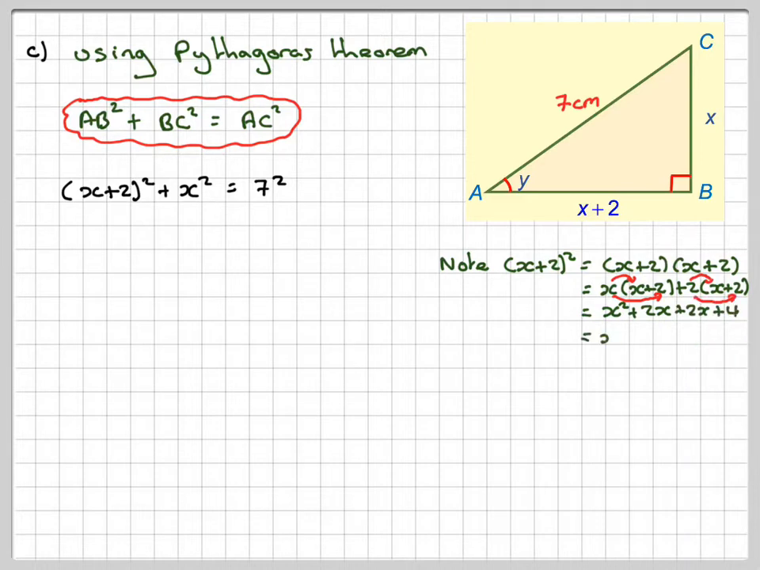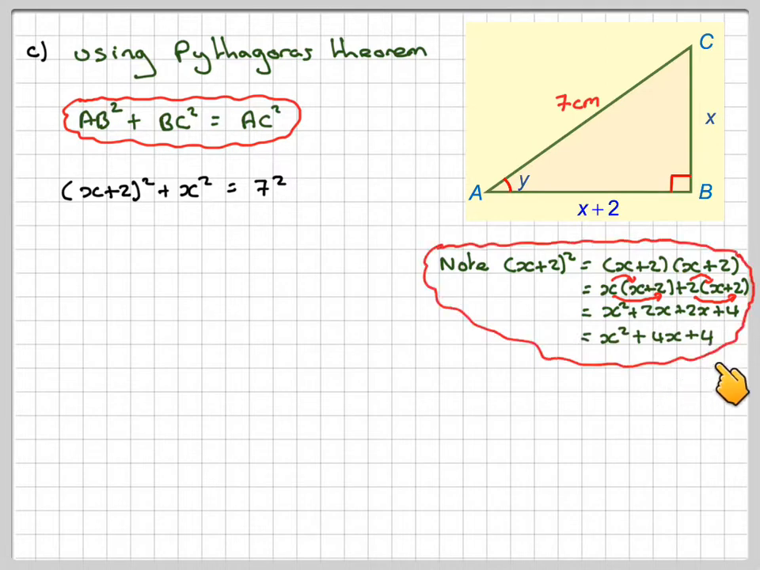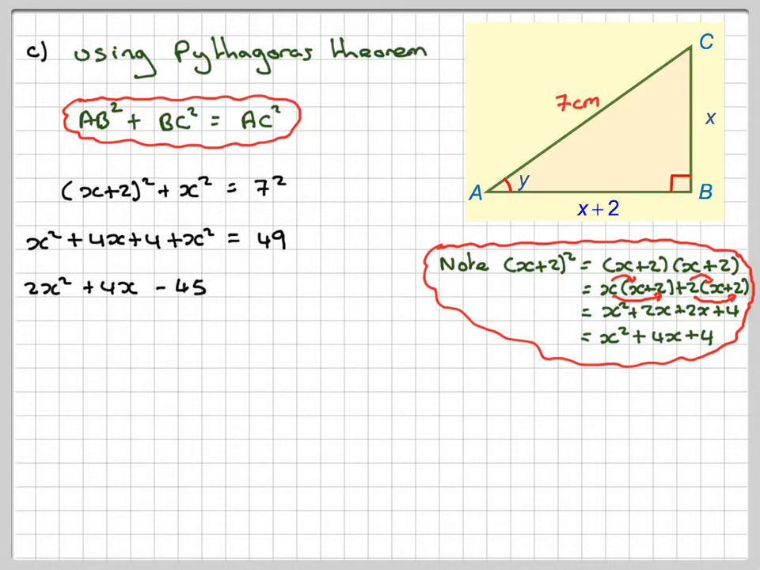2x plus 2x gives me 4x. We've got x squared plus 4x plus 4. So we'll now replace that with x squared plus 4x plus 4 plus the x squared is equal to 49, which is 7 squared. So we've got two lots of x squared, we've got a 4x, plus 4. But if we take the 49 over there, we're going to get minus 45. 4 minus 49 is minus 45, which is equal to 0, which is the required result.